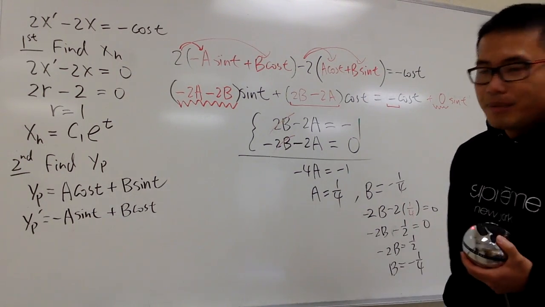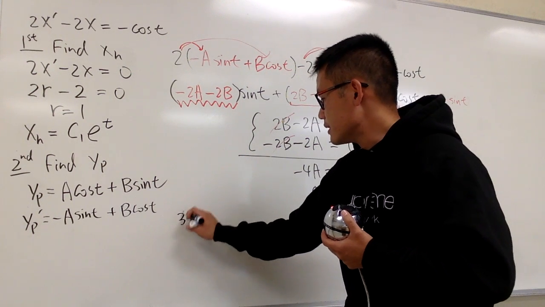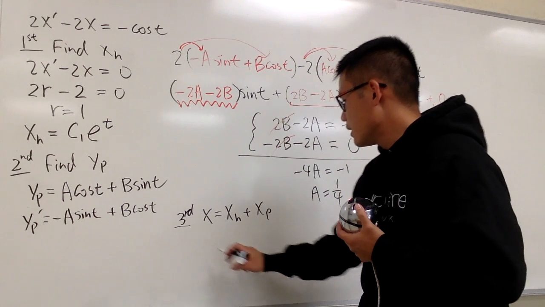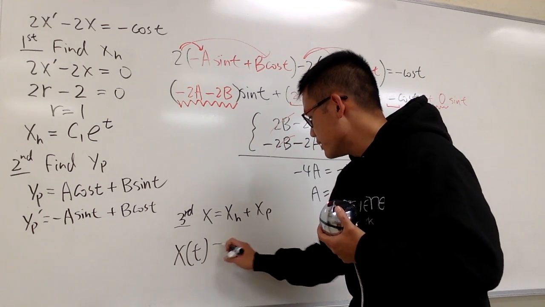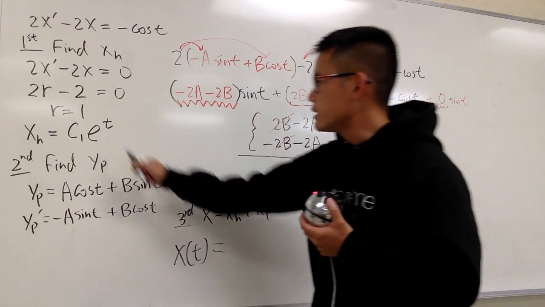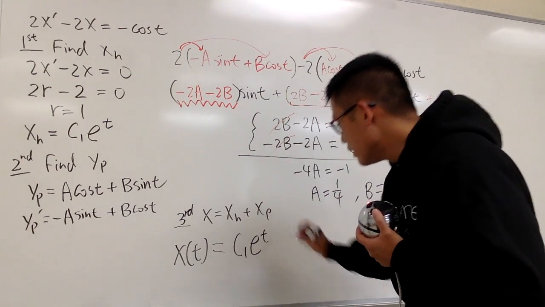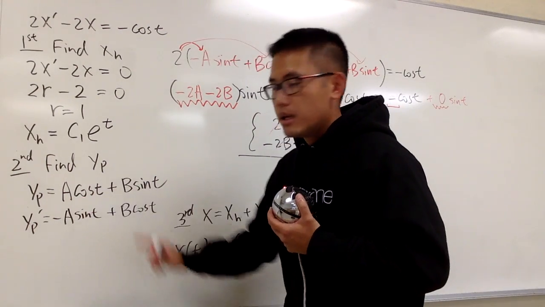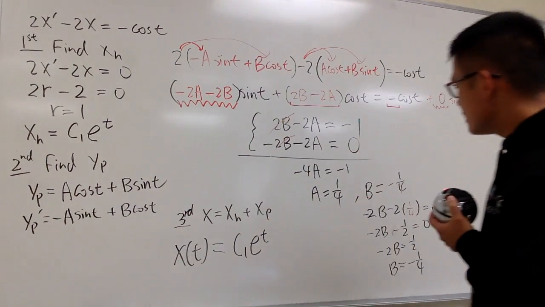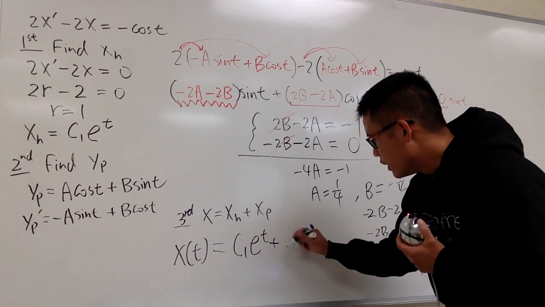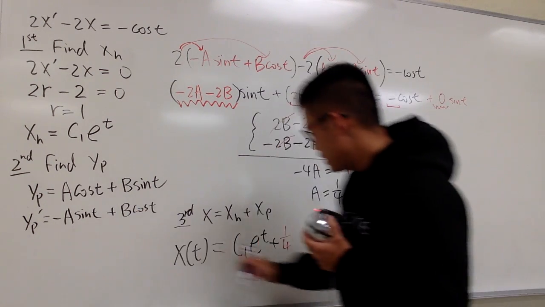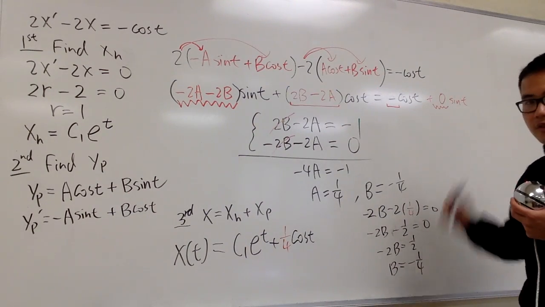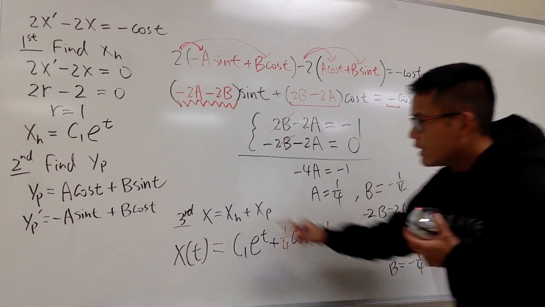Anyways, we're done. Because at the end, here's the third part. Final answer, x is equal to xh plus xp. So x as a function of time is equal to the homogeneous solution, which is c1 e to the t. And for the particular solution, it's in this form, right? A cosine t, and the a is 1/4. So let me put that down. Plus 1/4 cosine t right here. And then b, which is -1/4. So let me put that down. Minus 1/4 sine t.